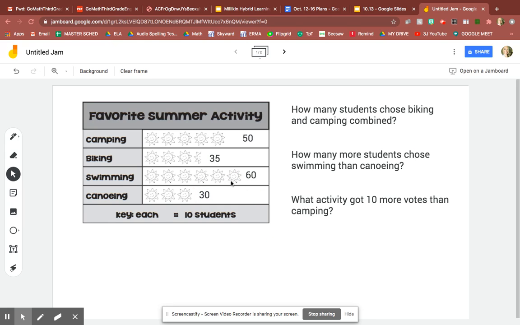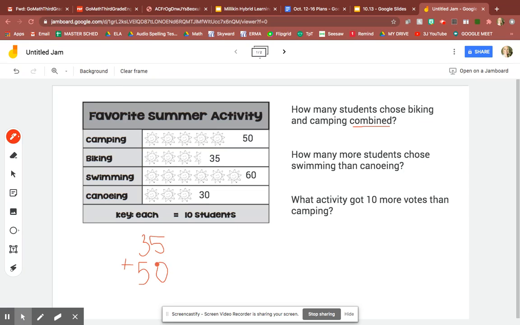Okay, so now that we have this, now we can go ahead and answer number 1 that says how many students chose biking and camping combined. I'm going to underline the word combined because it means to add. That's a really important word. Okay, so we want to add together biking and camping. So biking had 35 students and camping had 50 students. So I'm adding together 35 plus 50, and I'm just going to do that down here. So I want you to go ahead and write that down with me. 35 plus 50.